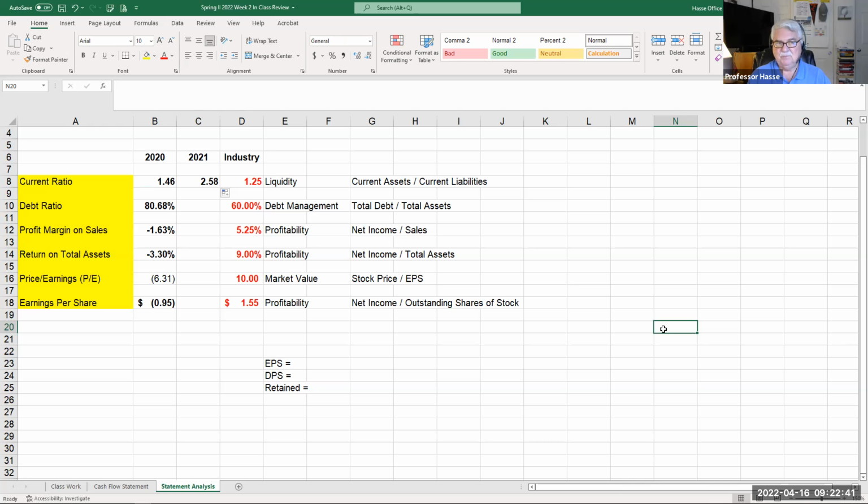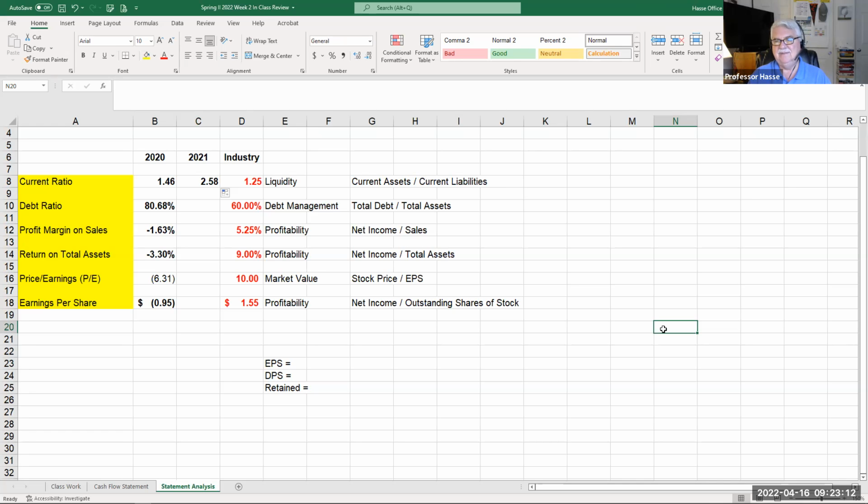Why did that go up dramatically? As we talked about in our lecture video on Monday, their receivables and inventories had a dramatic increase in 2021. Thus, their liquidity ratio went up. The debt ratio is the relationship of debt to the total assets of a company. In other words, how much of your assets are funded by borrowing money, both short-term debt and long-term debt.